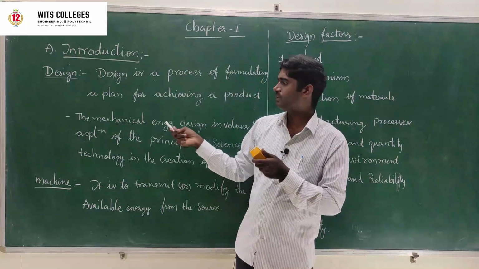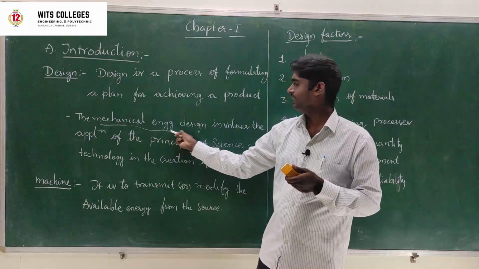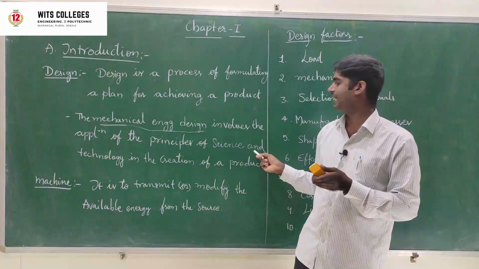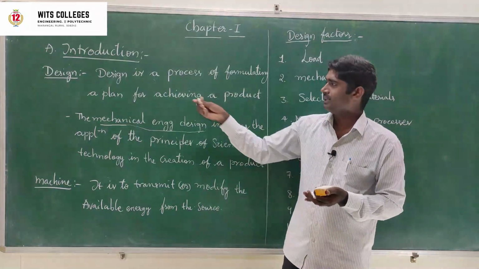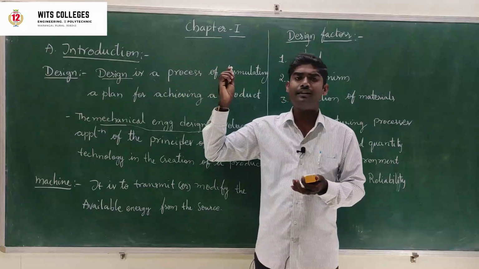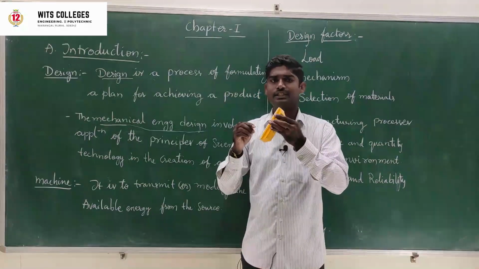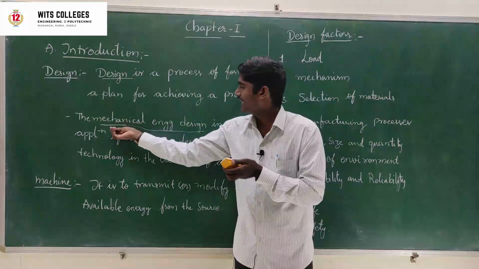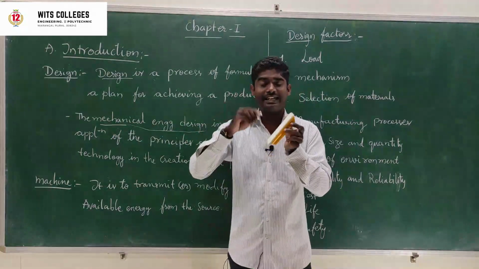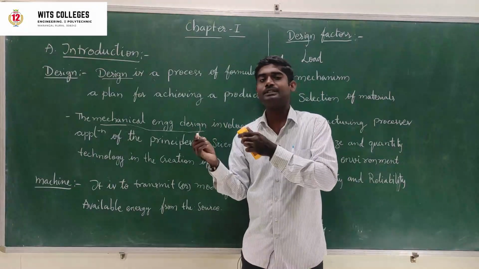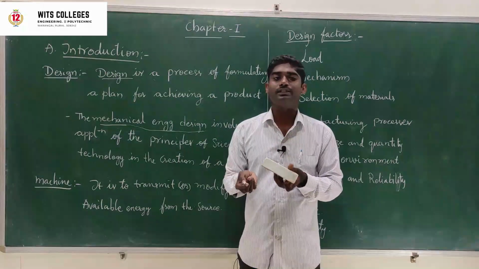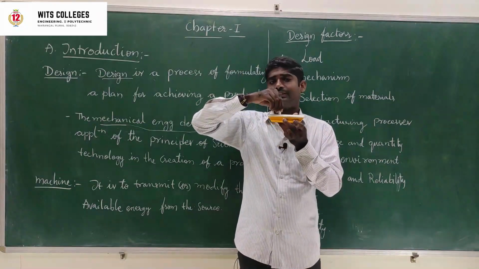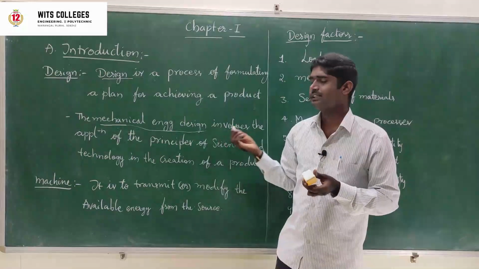Mechanical design and mechanical engineering design are the same, but there is some difference. Mechanical engineering design involves the application of principles of science and technology. But design involves only dimensions and specifications: length, width, thickness. Mechanical engineering design involves these dimensions plus science and technology: what strengths and what loads occur.